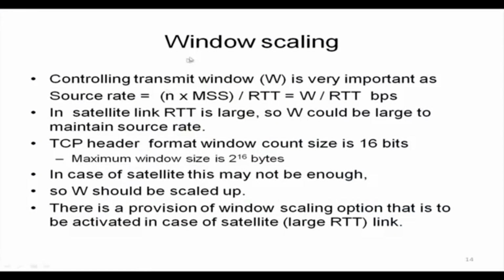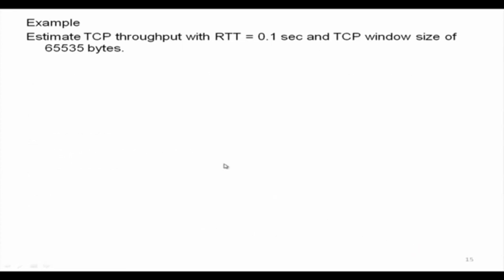Welcome back. We are talking about the TCP window scaling option. Window size can be increased because the satellite link has a large RTT. This was the last slide we have seen. There is a provision for the window scaling option that is to be activated in case of a satellite link, that is a large RTT link. Let us take an example and try to see how it is.